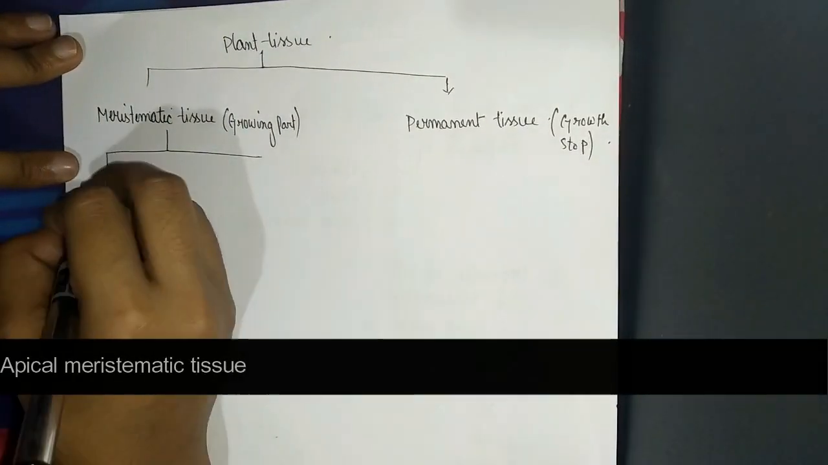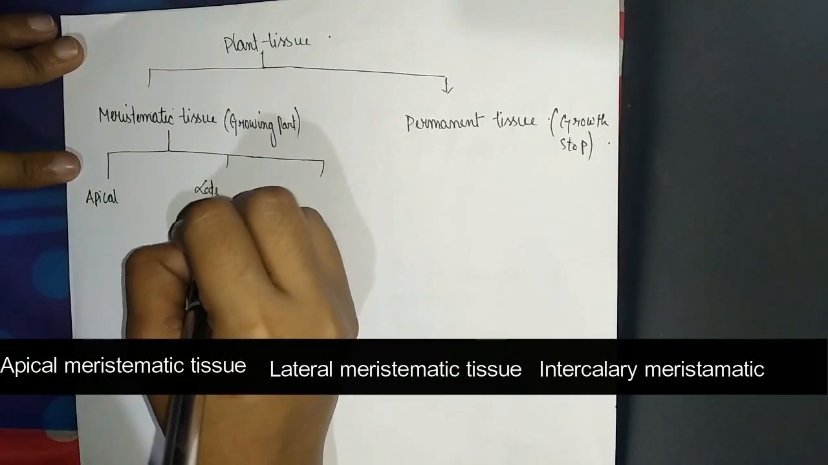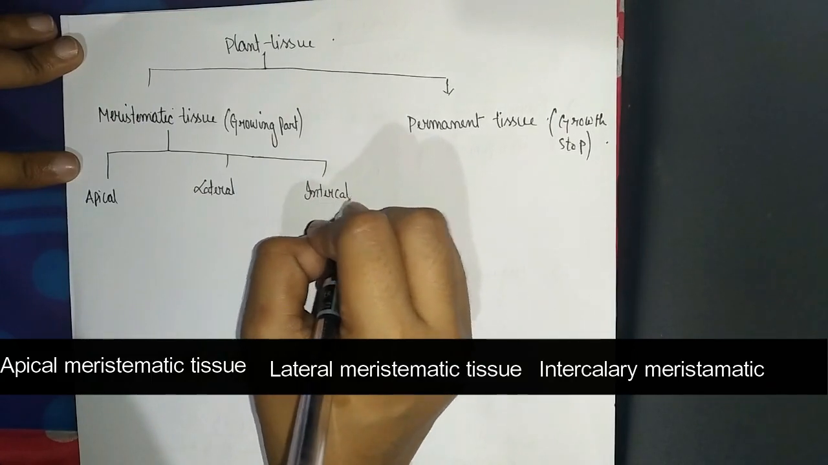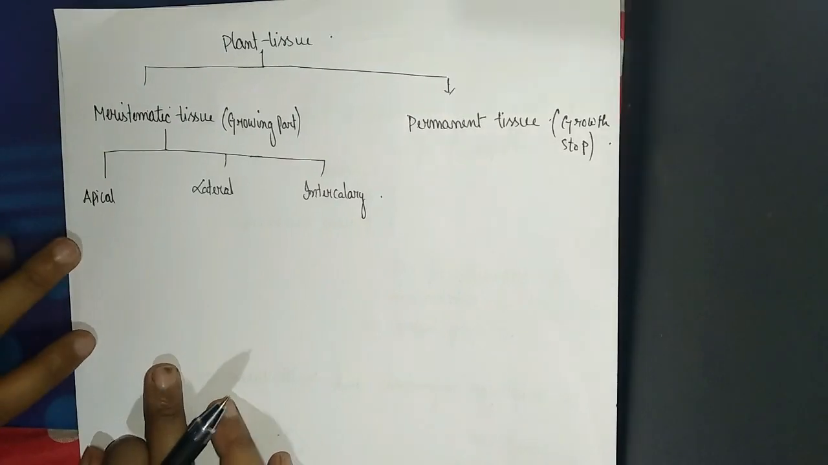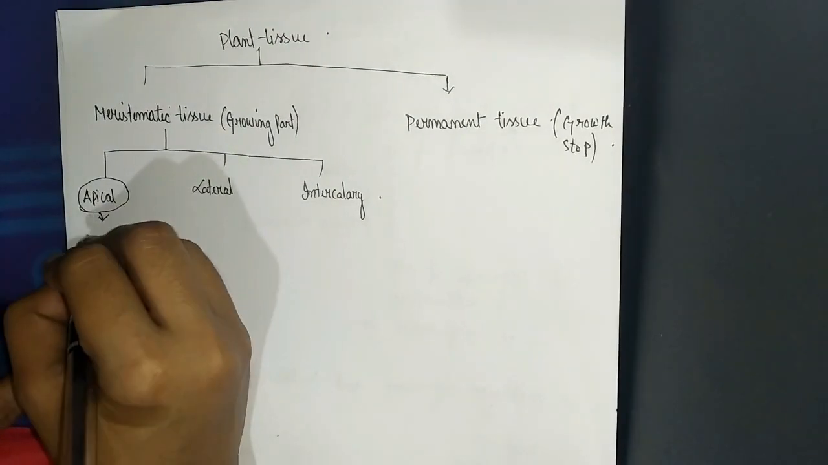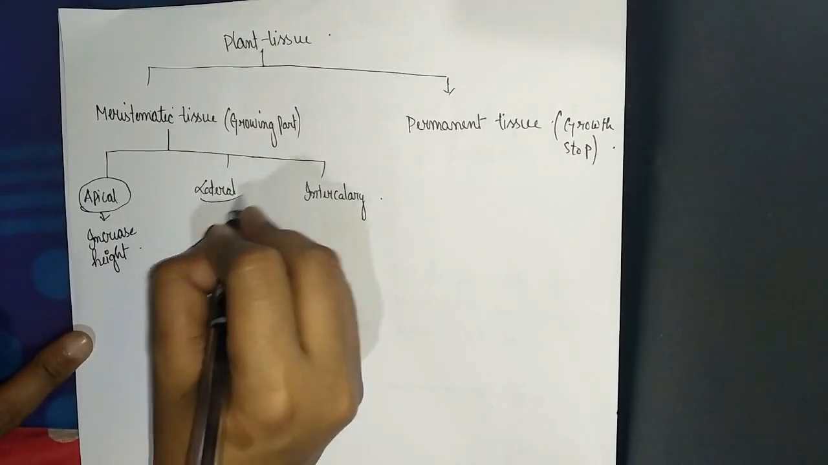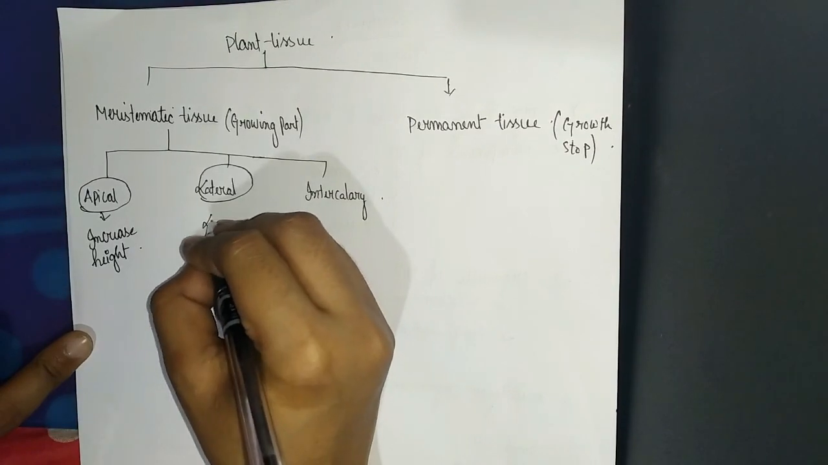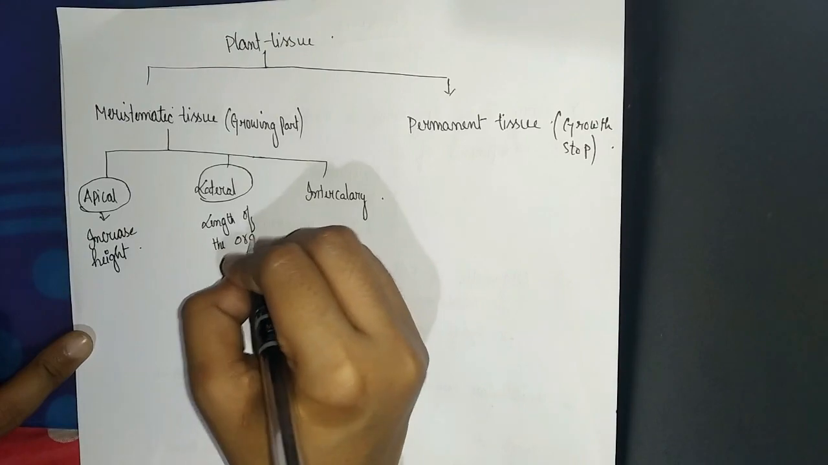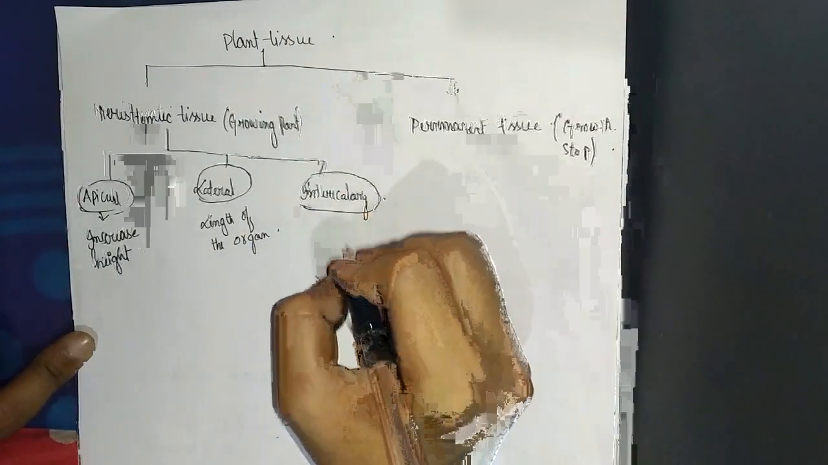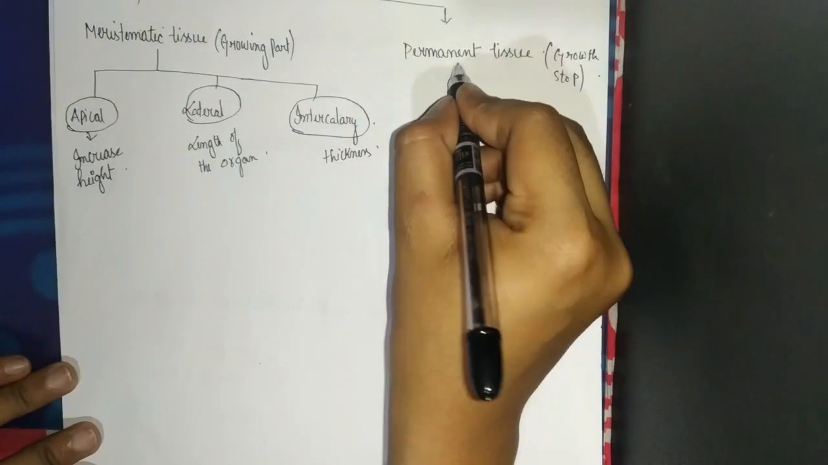And then this meristematic tissue is again divided into three parts, that is apical meristematic tissue, lateral meristematic tissue, and intercalary meristematic tissue. Apical meristematic tissue is the part of the tissue which helps in increasing the height. In lateral meristematic tissue, the main function is to increase the girth of the organ in which it occurs. And the intercalary helps in the thickness of the plant.